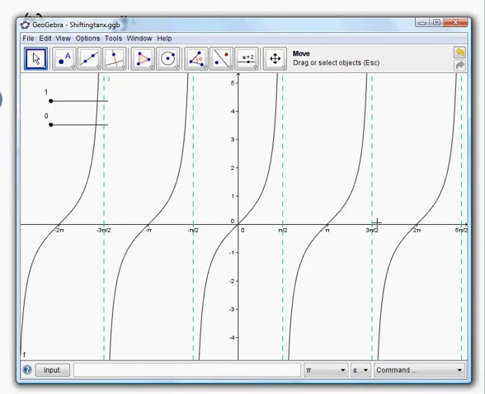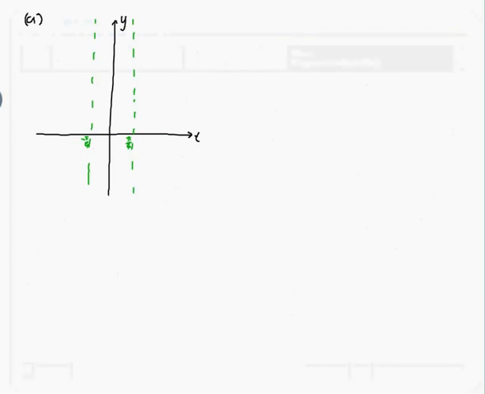And instead of crossing the t-axis at pi, it will cross at pi on 2, and down here at minus pi on 2. So everything's half as wide. So that's 3 pi on 4, and there's another one down here at minus 3 pi on 4.